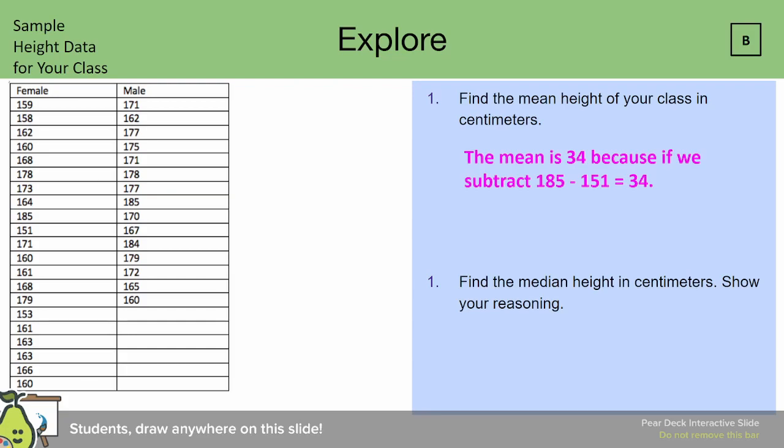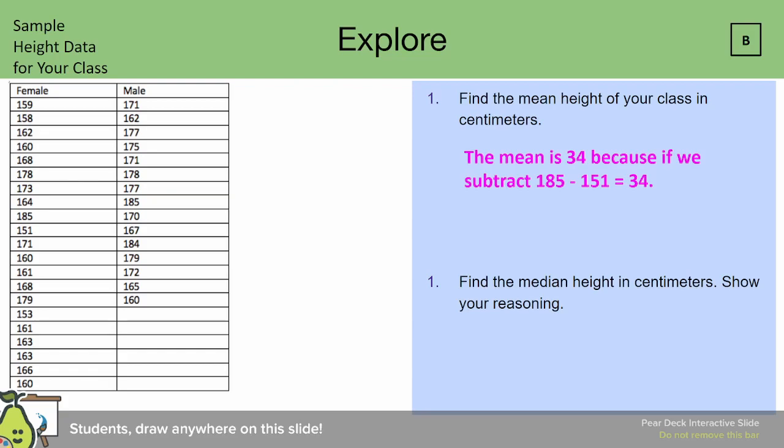All right, welcome back. If you said this student is wrong, then you are correct once again. So believe it or not, when you subtract 185 minus 151, you will get 34. And those numbers are very, very specific. Can you pause the video and let me know, what are those numbers? All right, welcome back. If you said 185 is the maximum number out of all this data, you are correct. And if you said 151 is the lowest value in this data set, then you are also correct.